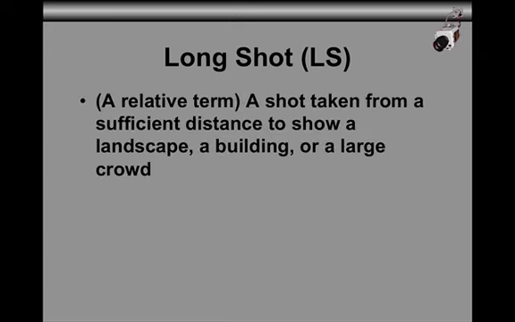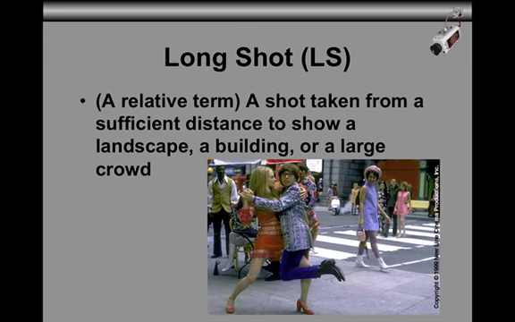The next shot is the long shot, or LS for short if you're using abbreviations for your storyboards. And long shot is a relative term. It's basically a shot taken from a sufficient distance to show a landscape, a building, or a large crowd. And we can see in this frame from Austin Powers, the two main characters are in the foreground, but in the background there is a crowd and quite a lot of activity, so we can see what's going on in the background.